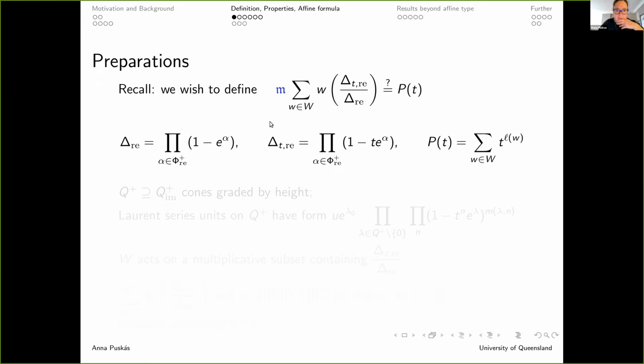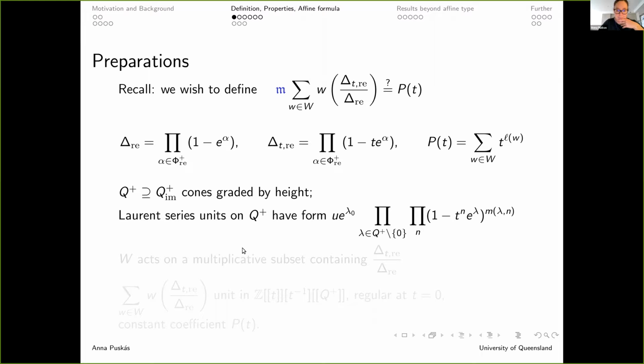Okay. So we just introduced some notation. So delta real is this product over positive real roots, which looks like a Weyl denominator. Delta t real is its deformation, and then Pt is the Poincaré series of the Weyl group. Okay, so one can take the positive root cone, and within that, the positive imaginary root cone. These are cones graded by height. And then one can work in the ring of Laurent series on Q plus, and the units in this ring have a specific product form, again, as a product over the positive imaginary root cone.